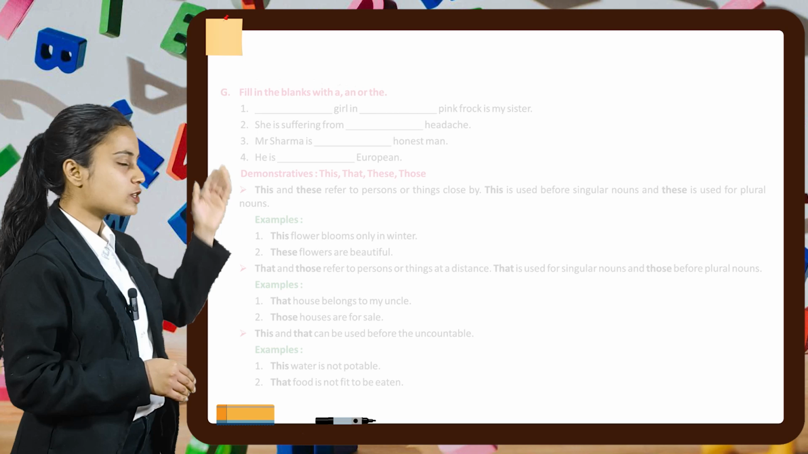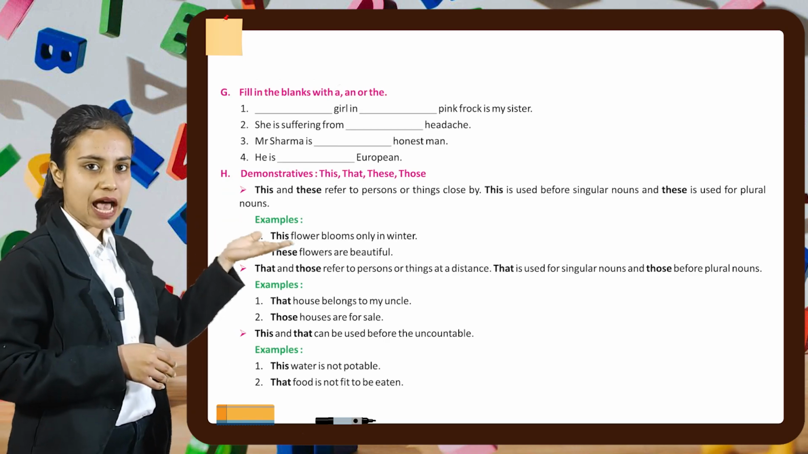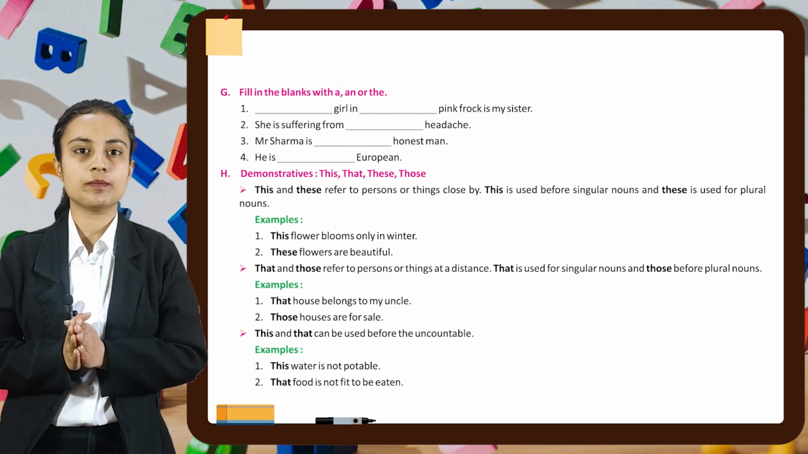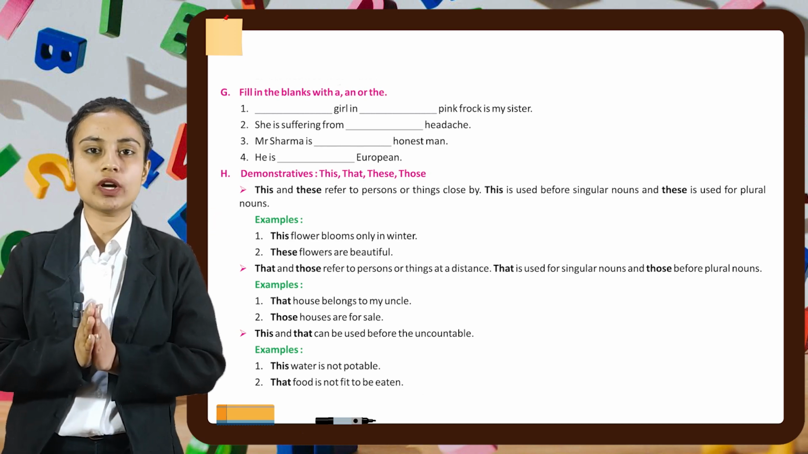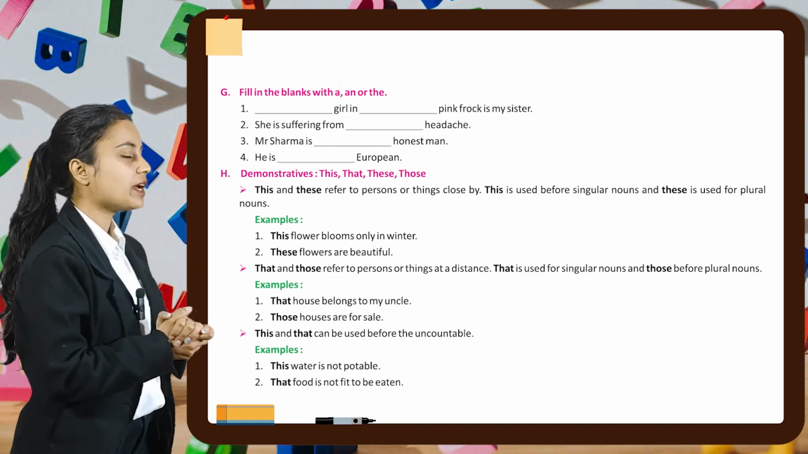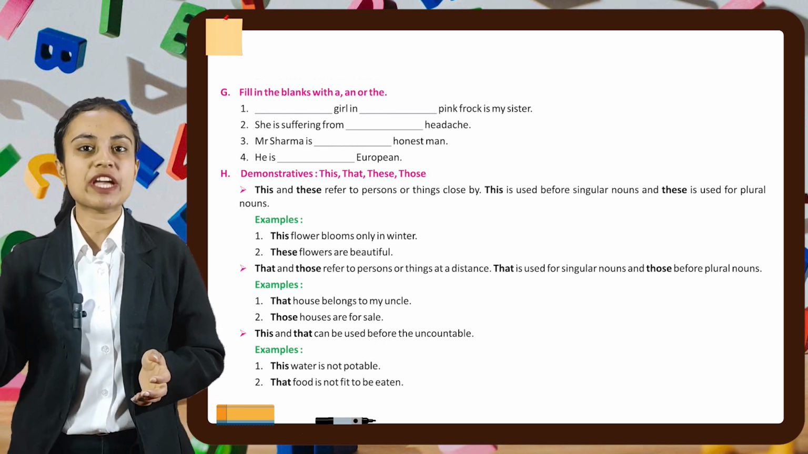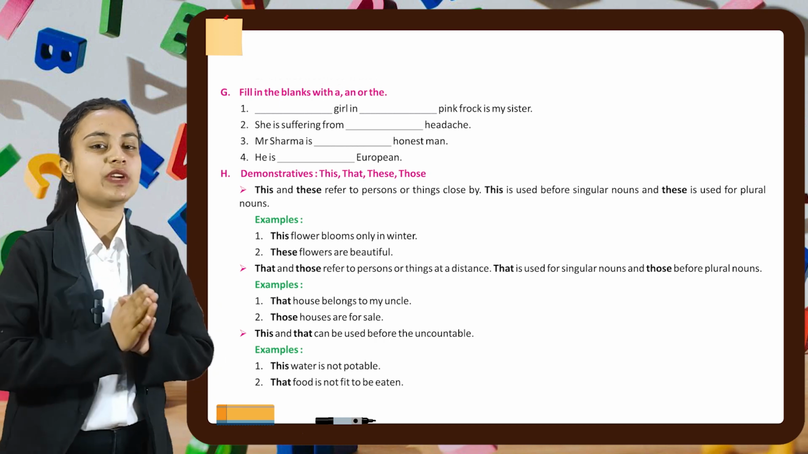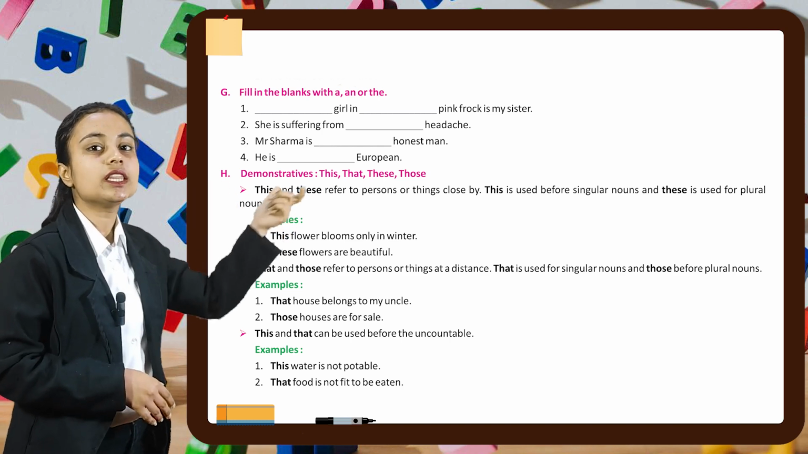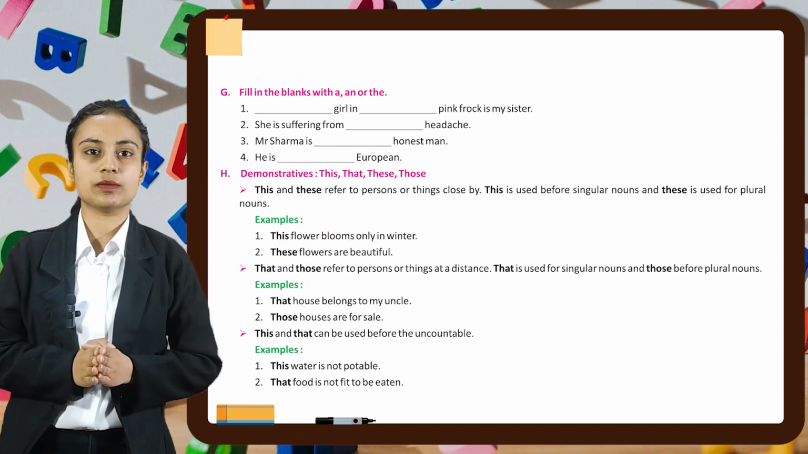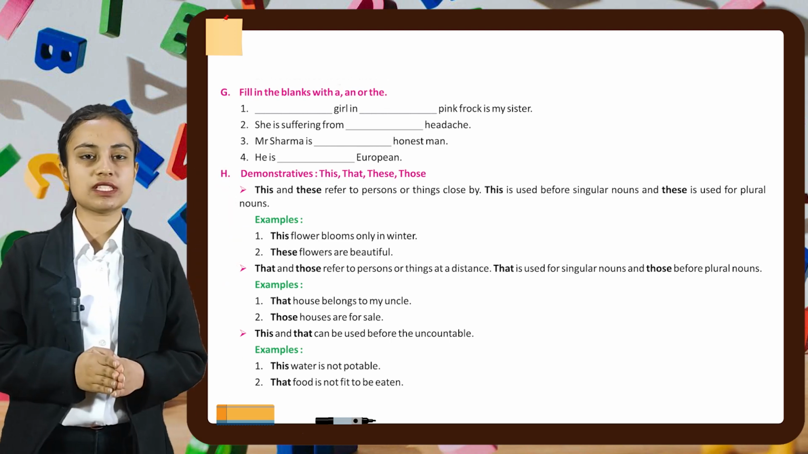Now related to these concepts, we'll do some questions. In this question, we have to fill in the blanks with a, an or the. Let's see the first part. Dash girl in dash pink frock is my sister. Now here we are talking about a particular girl who is wearing a particular pink frock. So in case of particulars, we use the word the. So our sentence will be, the girl in the pink frock is my sister. In the same way, you have to do the rest of the three parts of this exercise.